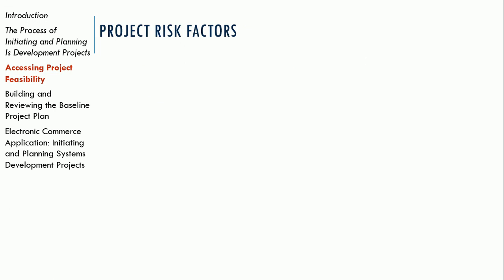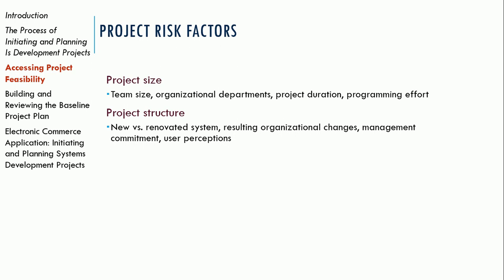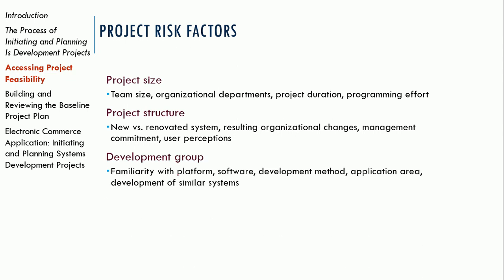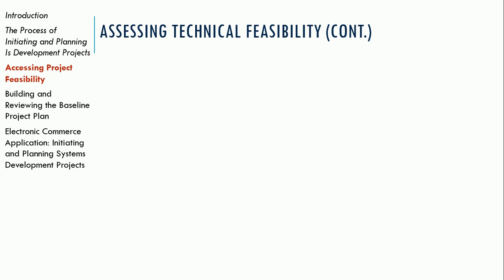There could be some other procedures and processes that we have to take into account for technical feasibility. So some other risk factors: project size, the team size, organizational departments, project duration, programming effort, the structure, new versus renovated system, development group, familiarity with the platform, software, development method, a lot of things I just talked about. The user group, do they have a familiarity with the development process? Are they going to be able to learn and understand, from a technical perspective, will they be able to use this system? What type of platforms do they need to be able to use it from? What are their computers going to look like? Do I have a system that has client-side components that will require a video card that you can't just buy off the shelf?